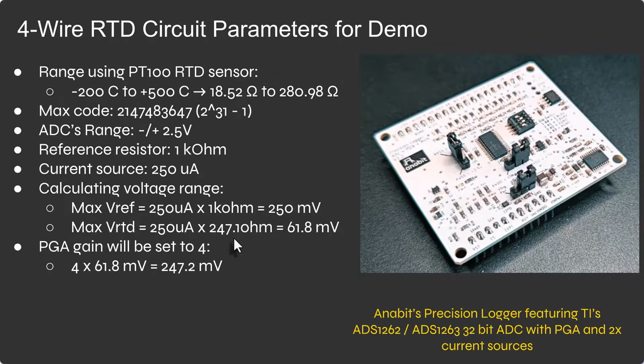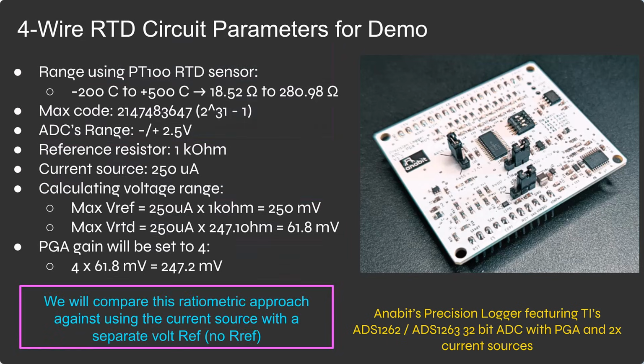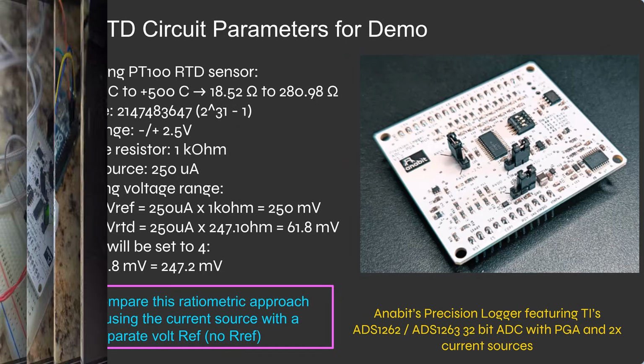All right, so let's look at this configuration with these parameters in action. For our demo, we want to compare the ratiometric approach with a non-ratiometric approach. So I'm going to use virtually the same setup. We're going to do a ratiometric version, and then I'm going to show a version where I use the same current source, same setting, but instead of using the ratiometric resistor to create the voltage reference, I'm going to use another voltage reference that's not related to the current source.